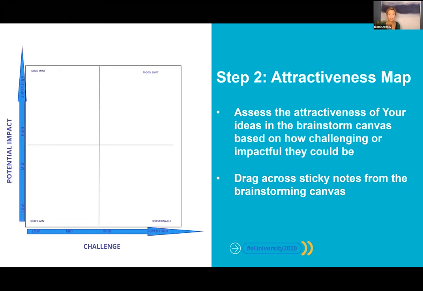Thereafter, you'll move on to the attractiveness map. You will spend 15 minutes here. So here you assess the attractiveness of your ideas in the brainstorm canvas based on how challenging or how impactful they could be. So you simply drag across the sticky notes from the brainstorming canvas and you place them on the attractiveness map based on how attractive you deem them to be.